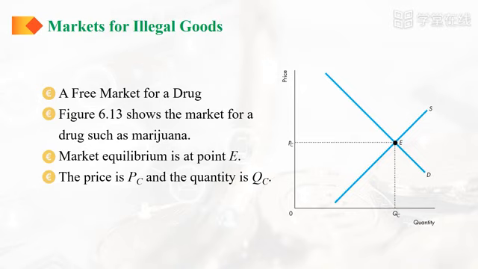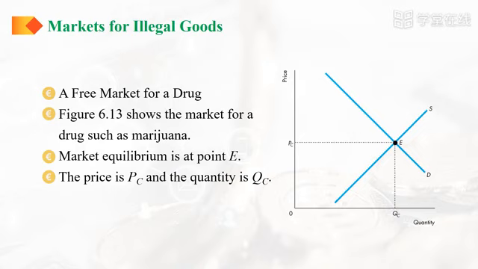Secondly, a market for an illegal drug. When a good is illegal, the cost of trading in the good increases. By how much the cost increases and who bears the cost depends on the penalties for violating the law and the degree to which the law is enforced. The larger the penalties and the better the policing, the higher are the costs.